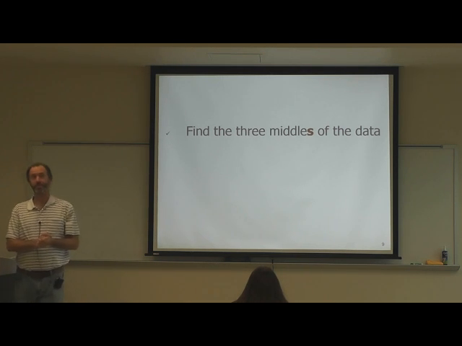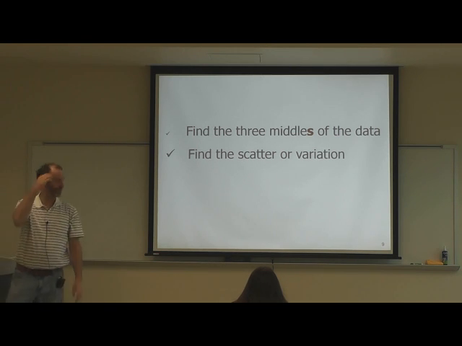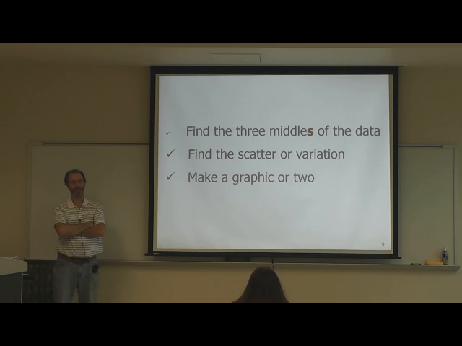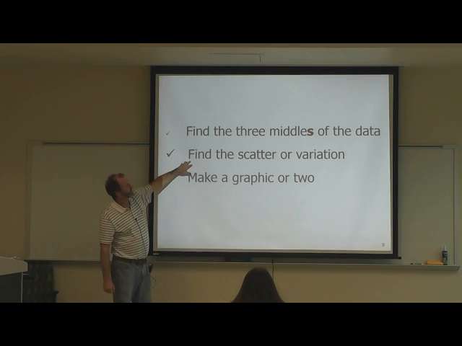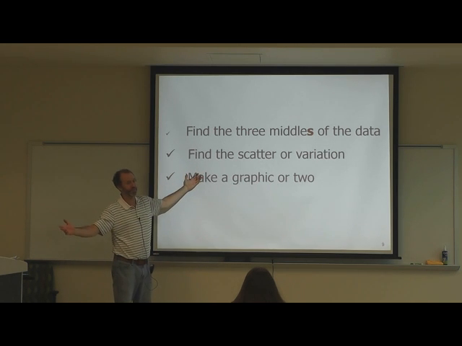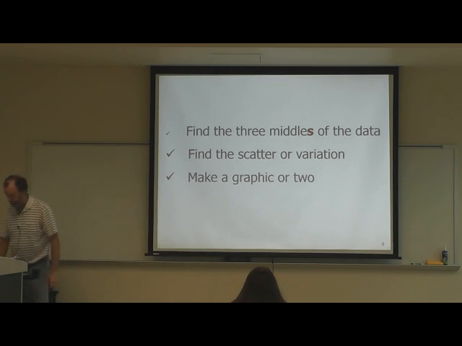No. That's two. Mode, yeah. So you guys know what mode is? Yeah, the value that occurs most. See, you guys did learn something in your statistics. Then you're going to want to find the scatter or variation, and that tells you how far. We already found one; basically the range tells you a little bit about the scatter and variation. And then make a graph or two of them.